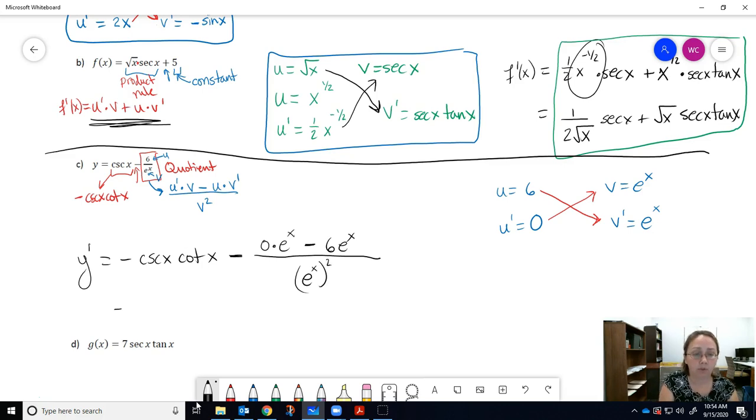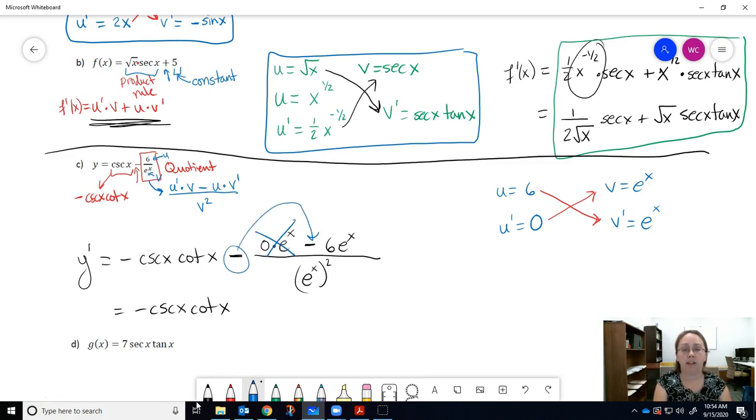All right, let's clean it up just a tad. First term, we can't really do anything to. The second term, this is 0, so this is gone. And then we have a negative and a negative, which make a positive. And we have 6 e to the x over e to the x squared. Wait a second, I have e to the x on top and bottom.